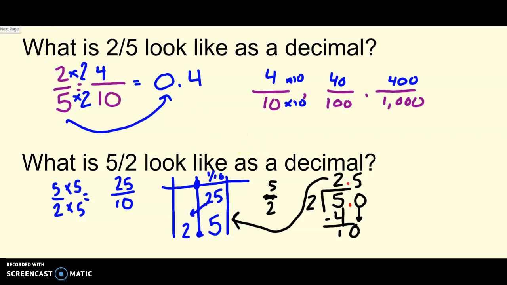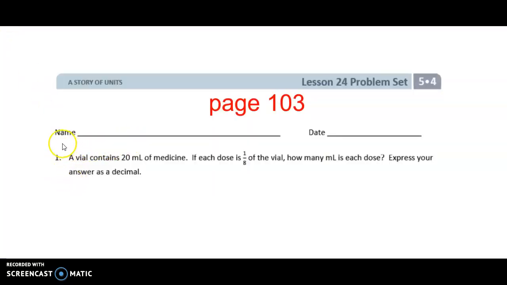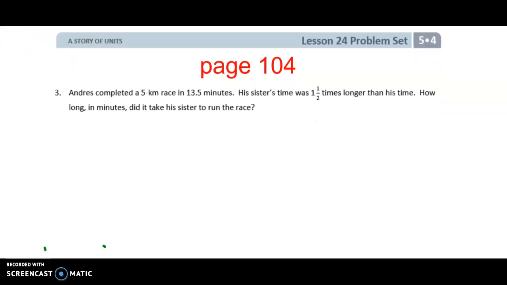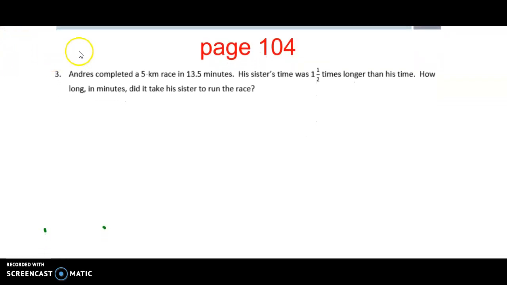Now, I'm not going to do number 1 here on page 103. That is your exit ticket. Right? But I will go to the next page, and we're going to look at number 3 here. And as we work, please make sure again you can pause the video when needed. All right. And let's get started.